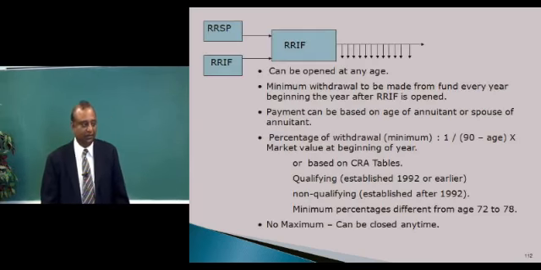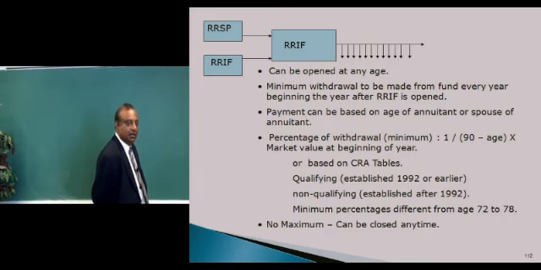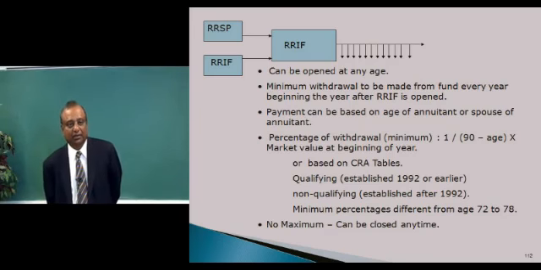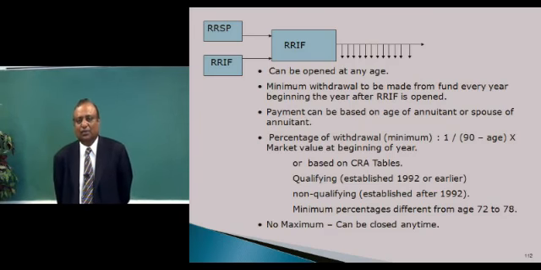What is the RIF? A RIF is an account that receives balances from RRSPs or from another RIF. You can open it at any age, just as you can open an RRSP at any age. There is no age restriction. As long as you have room, you can open an RRSP account.